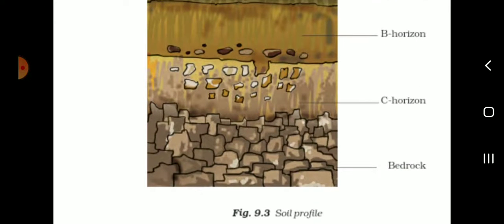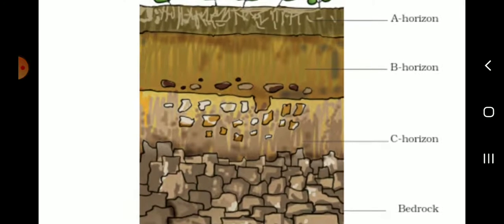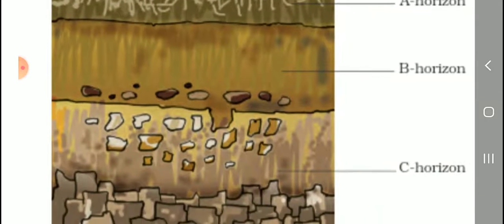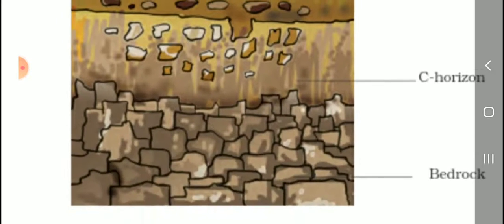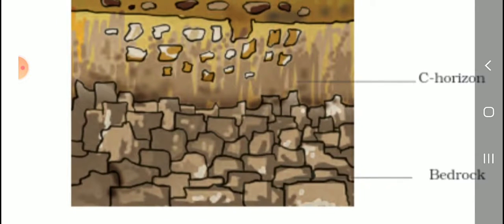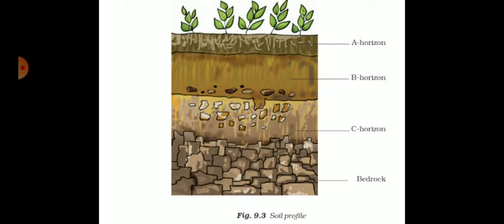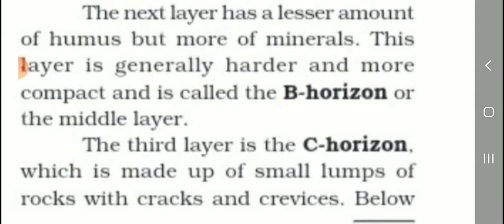This one is a soil profile. Listen, we already learned the A horizon. This one is the B horizon, then the C horizon, and finally the last one, bedrock. See the picture of the soil profile in your book, page number 98. Okay, next, B horizon.